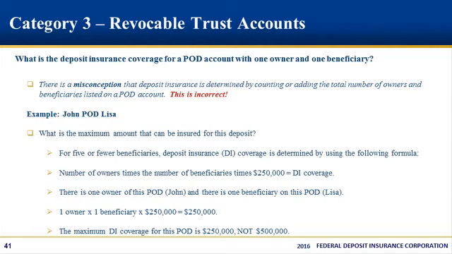Please remember, unlike Category 2 joint accounts, where every individual listed on the account is an owner and entitled to up to $250,000 in deposit insurance coverage, the rules for revocable trust accounts are different. The key point is that coverage is determined by taking the number of owners times the number of unique eligible beneficiaries times $250,000.